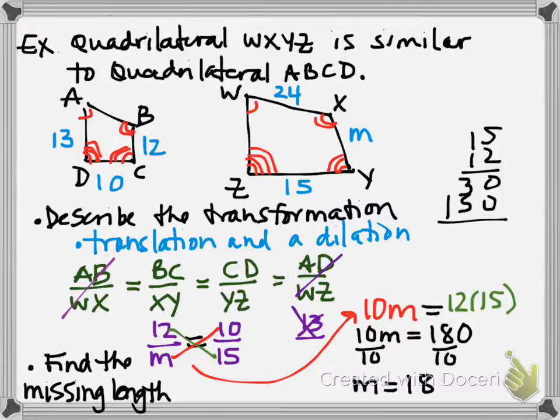Okay? That's something you're going to be working on in your homework: creating the scale factor, creating it twice. One piece of the scale factor is going to be a variable, and then your job is to do cross products and solve for the missing piece. So that's what you're going to be working on in your homework.